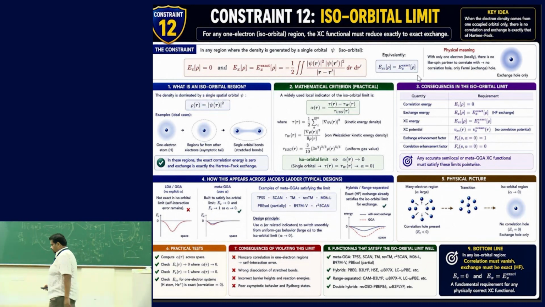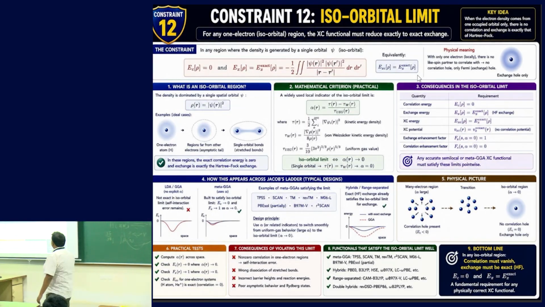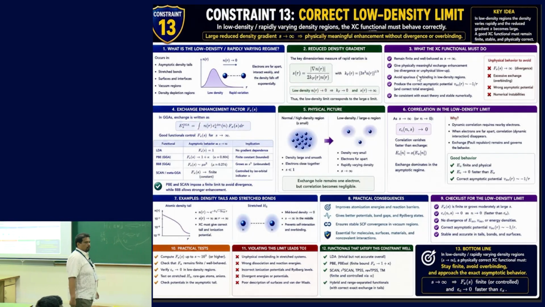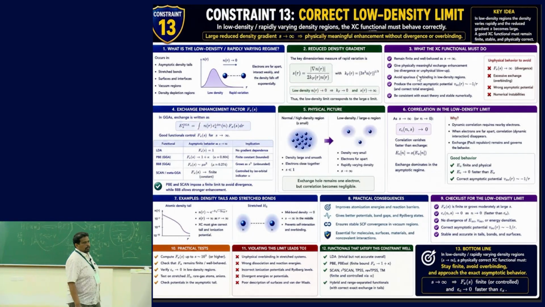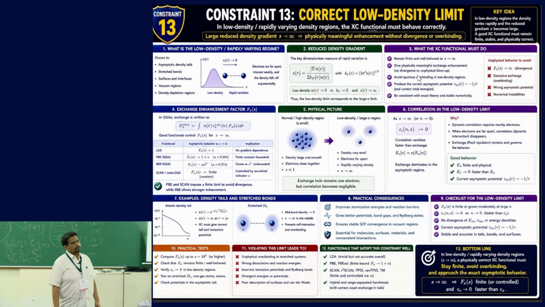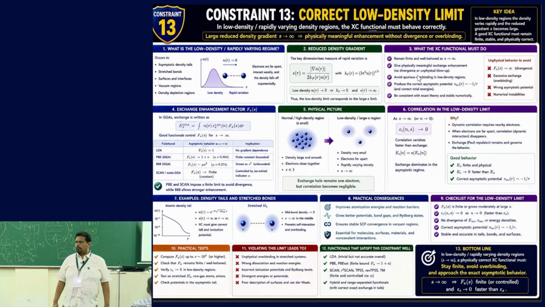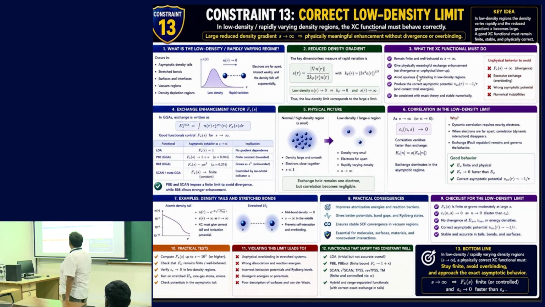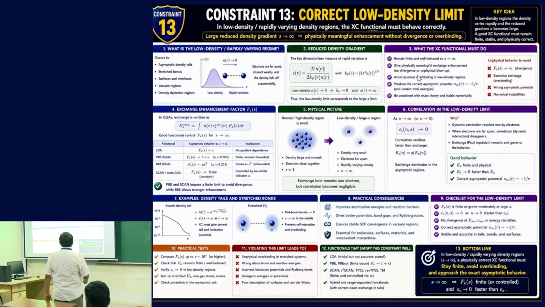So this is the derivative discontinuity. Now the correct low density limit. Density low means your rho goes to 0. If your rho goes to 0, then the reduced density, this one, grad rho upon 2kf rho, it will go to what? Rho goes to 0 means it will be infinite. Then in that case, how should it behave?